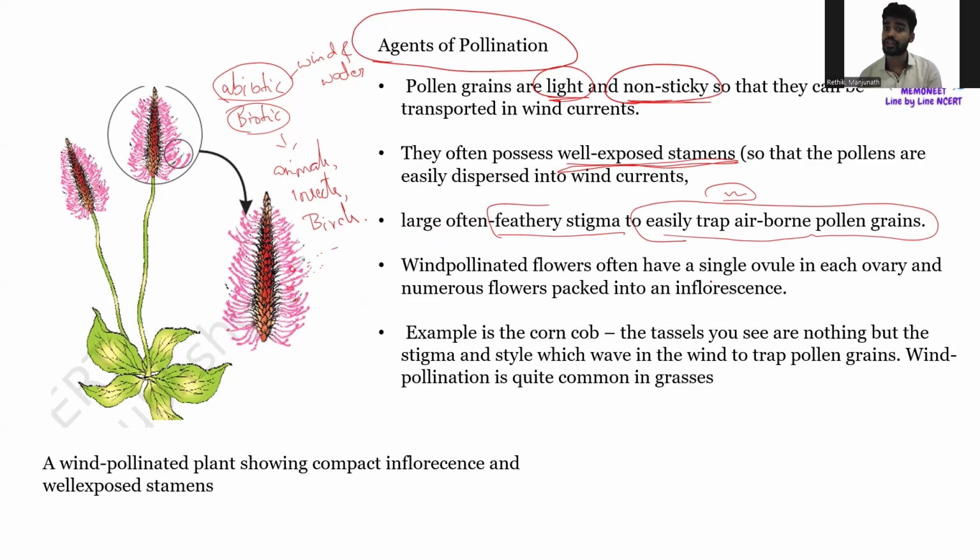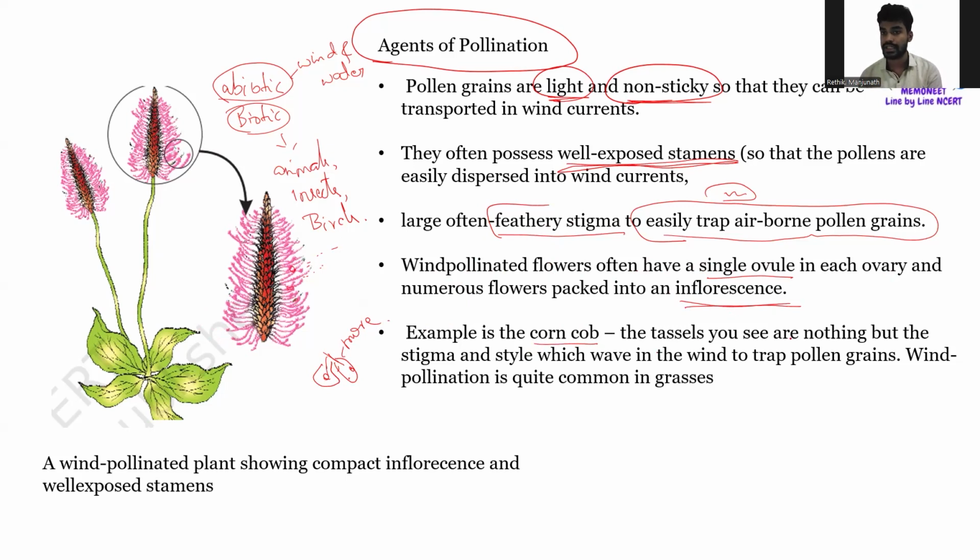The next point is the pollinated flower. Often it should have a single ovule in each ovary. That means in an individual ovary, it should always have a single ovule. And numerous flowers should be packed together. If numerous flowers are packed together, then normally we call it an inflorescence. So if numerous flowers are packed together having this ovary, the chances of pollination are more. This is another thing. One example I have given is corn cob.